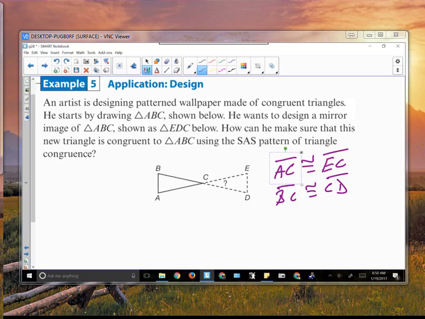Okay, so I've done that. Is that all I need? Well, if I'm going to use this rule of side angle side, I've got this side the same as that side, this side the same as that side. What is the next thing that I need to make angle C? So is this going to be the same as what's over here? Angle C is going to be congruent to angle C, and we know that because it's a vertical angle, right?